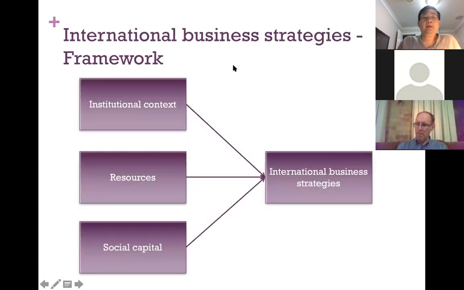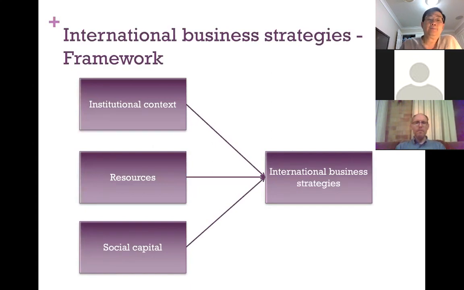Now, if we elevate the international business strategies to the theoretical level, there are at least 3 theoretical foundations that help us understand them. We have the institutional context, the resource-based perspective, and also the social capital theory.